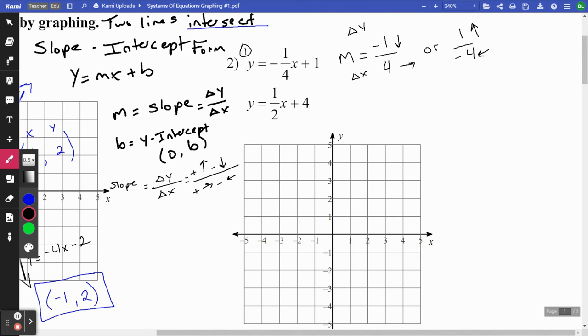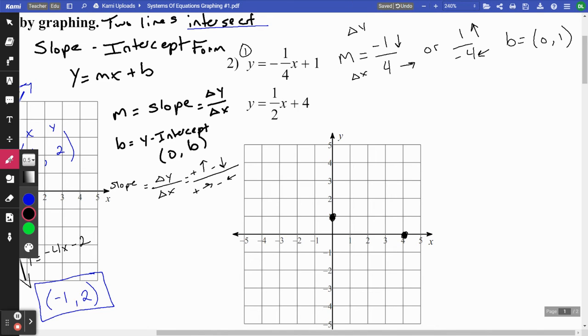And lastly, my y-intercept is 0, 1. So I go to 0, 1, draw my first point. I'm going to go down 1 to the right 4, down 1, 1, 2, 3, 4. We'll go right here.